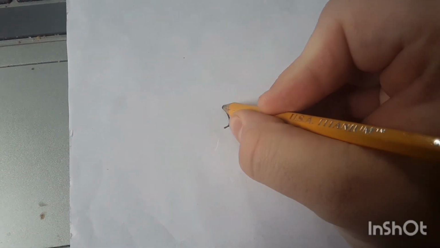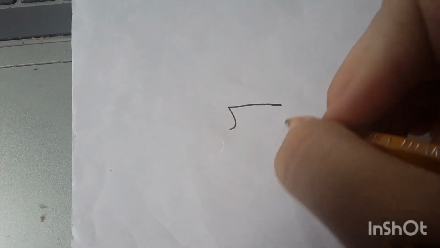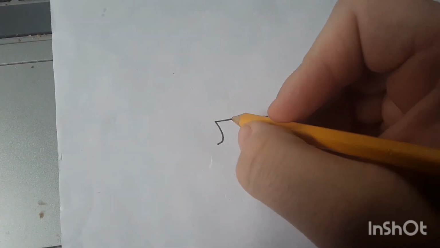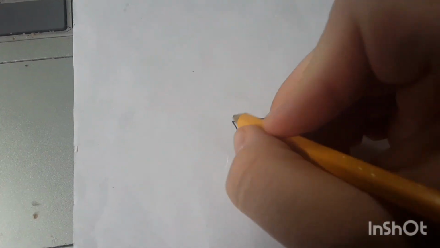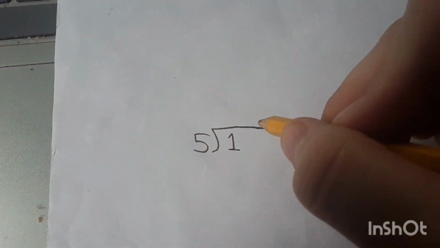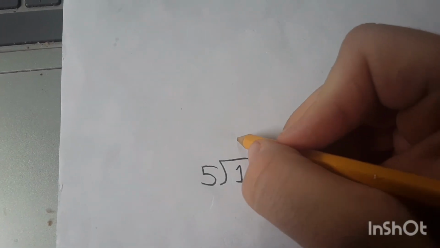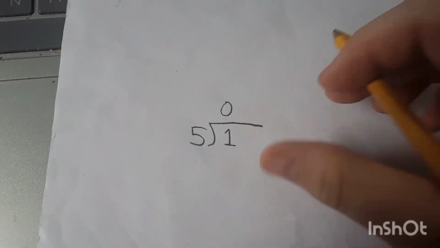Okay, let's do a fifth in base 12. In base 12, I'm going to write 1 here, because that's what we're dividing. We've got one thing, and we're dividing it into 5 parts, right? That's a fifth. 5 goes into 1 how many times? 0.